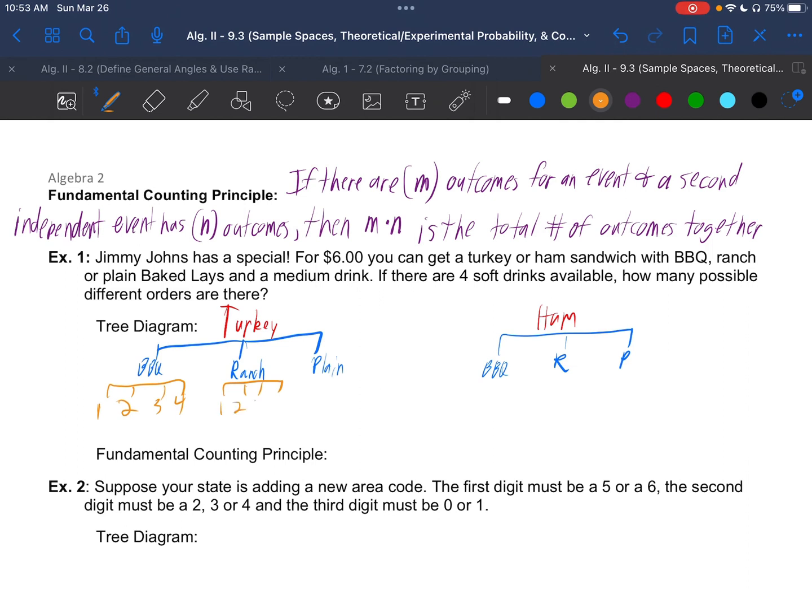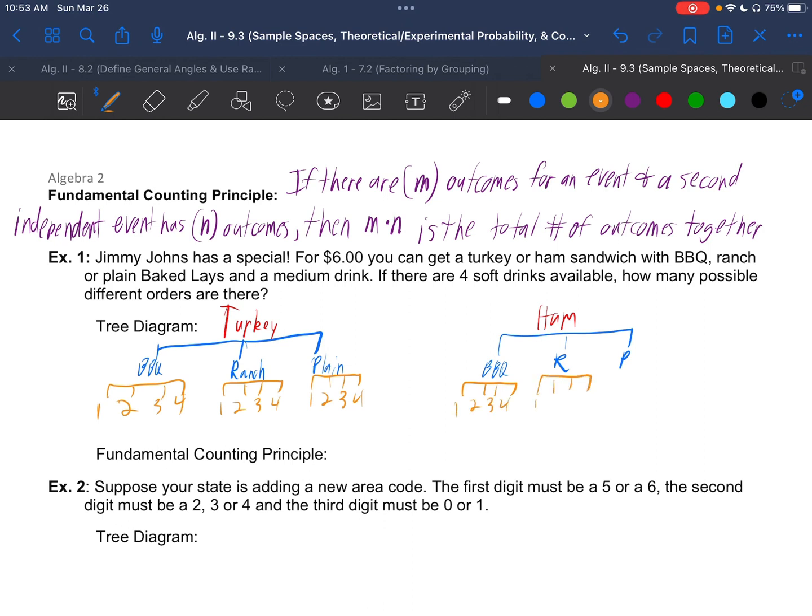And same thing's true with ranch. You still have those 4 different options. And same thing with plain baked Lay's. You still have those 4 different options. So if you have a turkey sandwich, you have a total of 12 different ways you could go from there. And a ham sandwich, you're going to have the same thing.